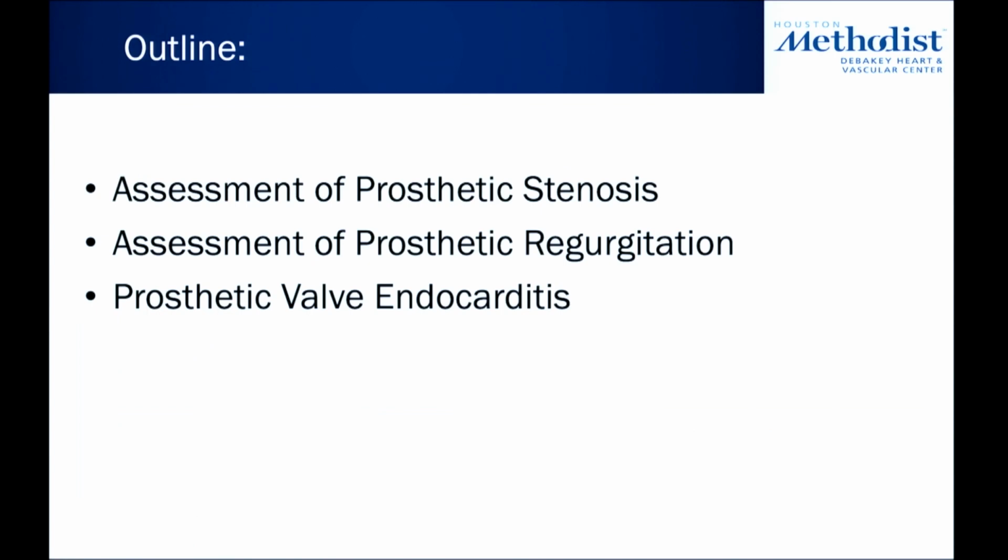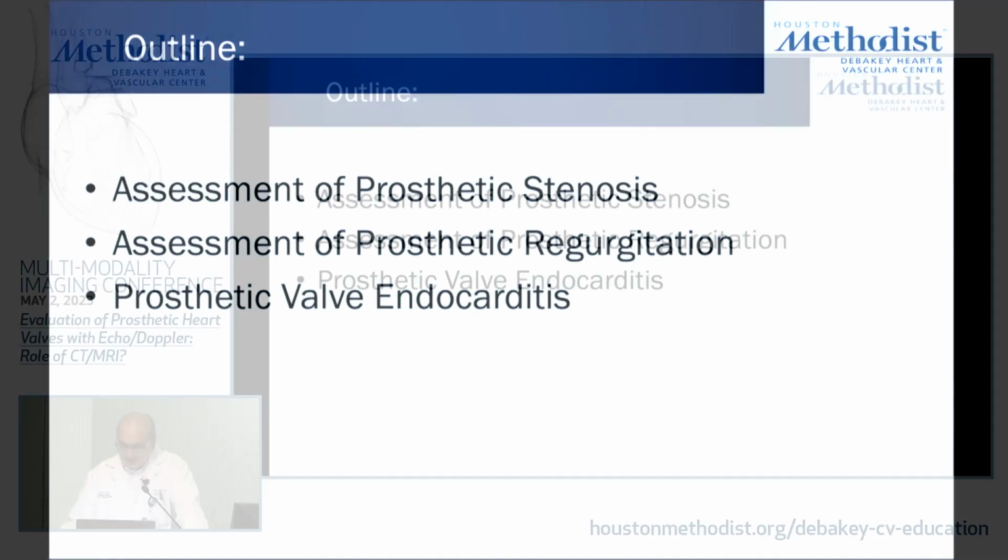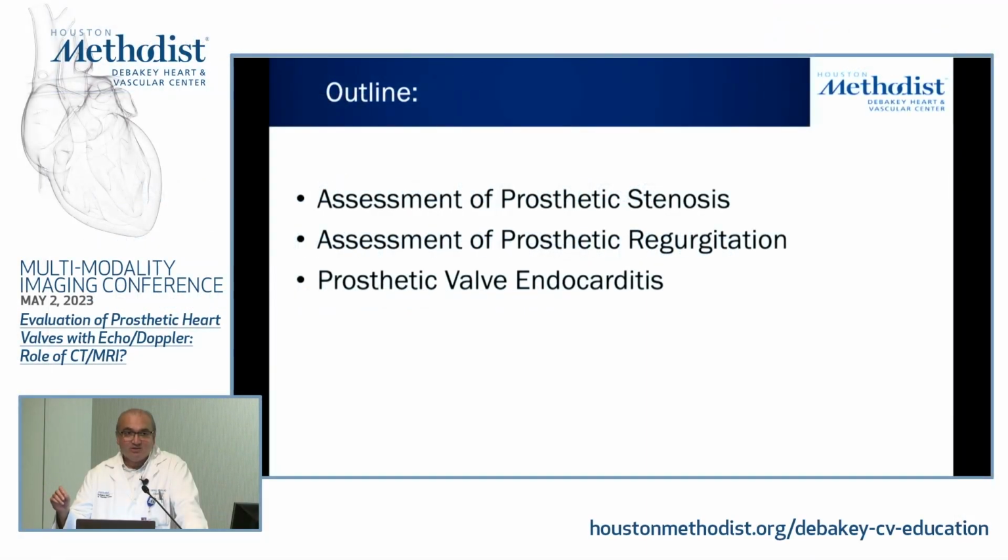So obviously, as we talked about, first line approach is going to be echocardiography. This is an area where CMR could be useful, but I think as we'll show in our summary slide, if you're looking for stenosis of prosthetic valves, CT may be more robust, in fact, than CMR.